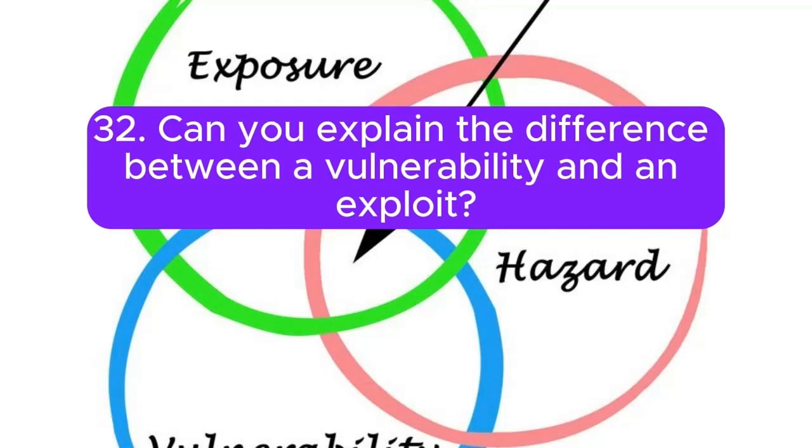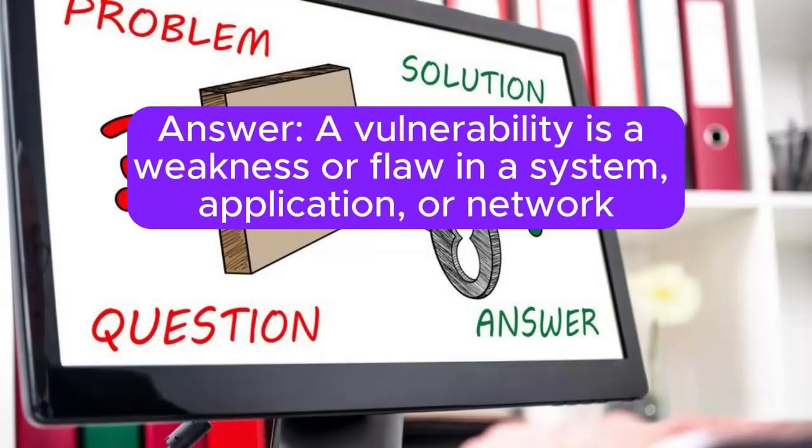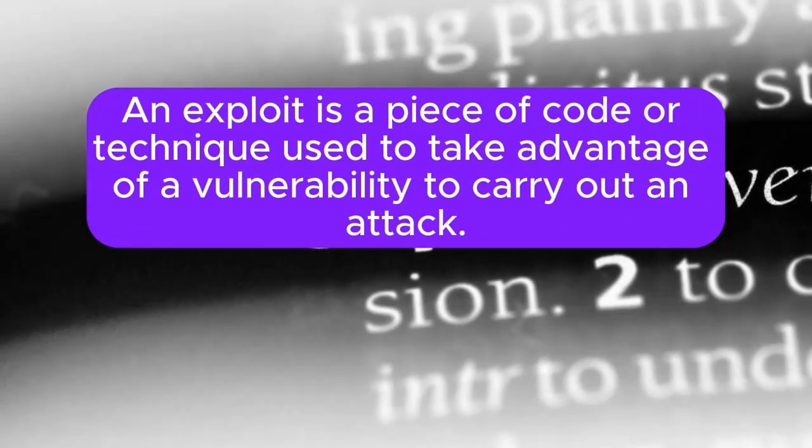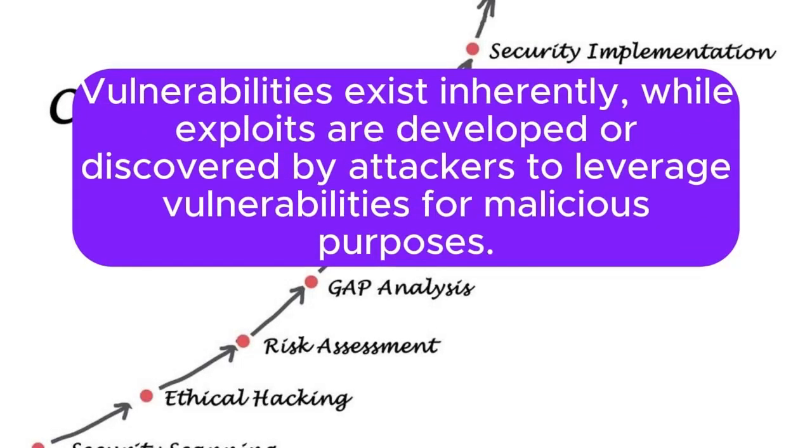32. Can you explain the difference between a vulnerability and an exploit? Answer: A vulnerability is a weakness or flaw in a system, application, or network that could be exploited by an attacker to compromise the security of the system. An exploit is a piece of code or technique used to take advantage of a vulnerability to carry out an attack. Vulnerabilities exist inherently, while exploits are developed or discovered by attackers to leverage vulnerabilities for malicious purposes.